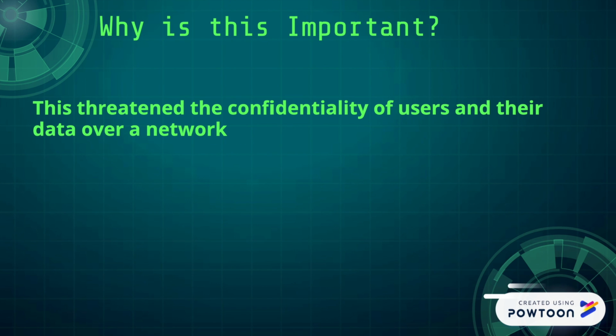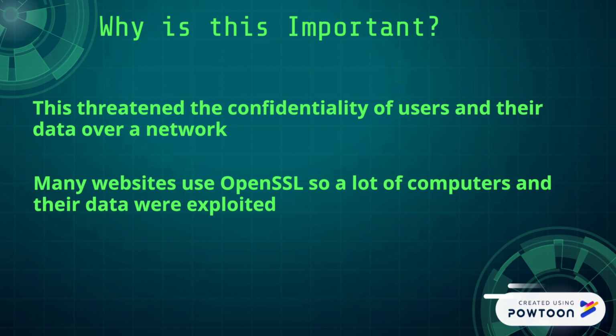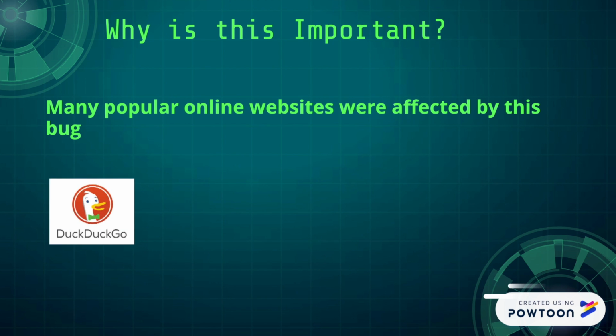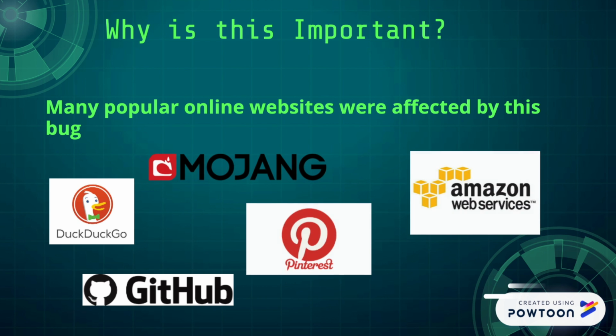The vulnerability was such a big deal because it threatened the confidentiality of users and their data over a network. Since many websites use OpenSSL, this means that a lot of computers and their data were exploited. And important information was stolen from millions of people, including their health and financial data, and many popular online websites were affected by this bug.